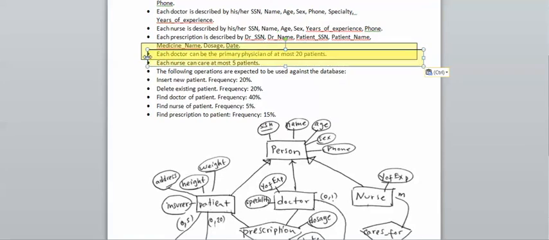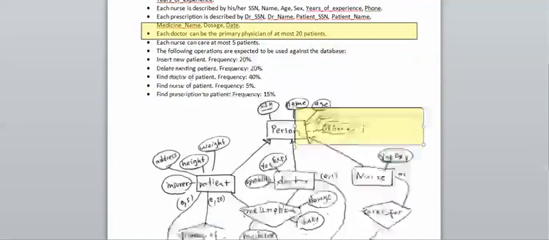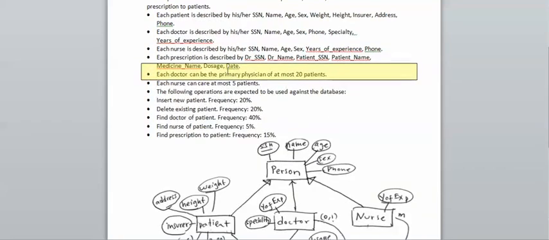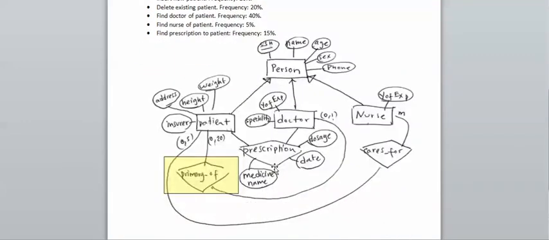Make one for the, okay, so doctor and patient here. I want this to highlight primary of. So this is the relation. So that's the one that meets this requirement. So here. And now it says at most 20. So look at that, I'm adding that to the participation too. So here is 0 and 20.